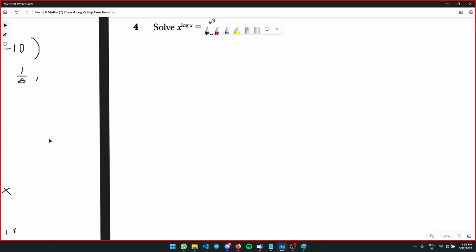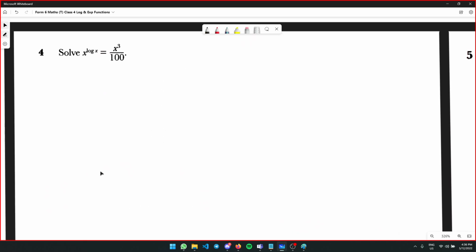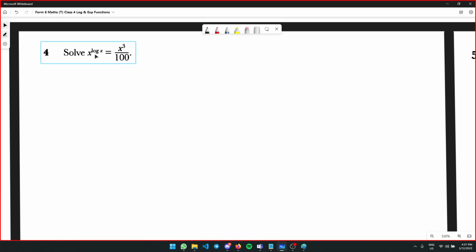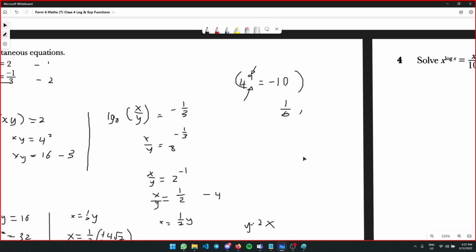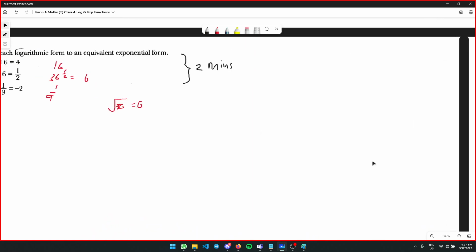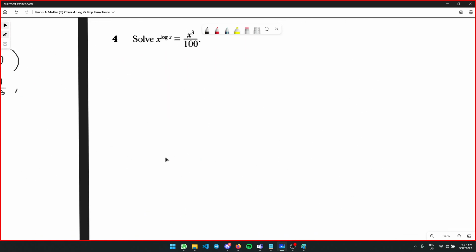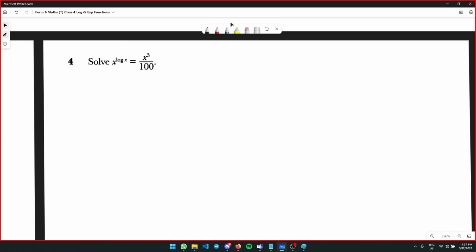Okay, let's go to the next question. For x to the power of log x equals x to the power 3 over 100. This is the same type of question as question 2. Try to do this question. Maybe this will take around 3 minutes. Have a try.